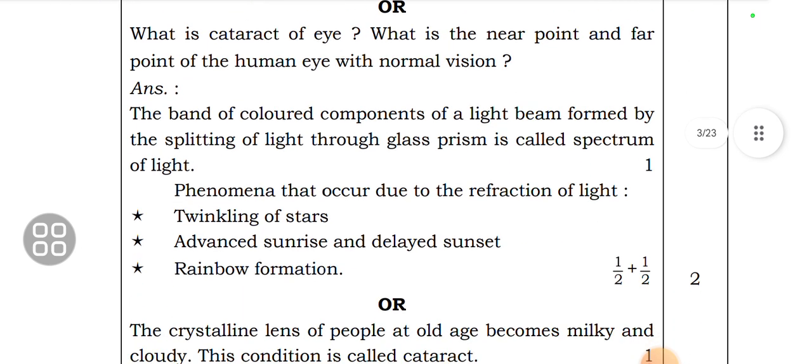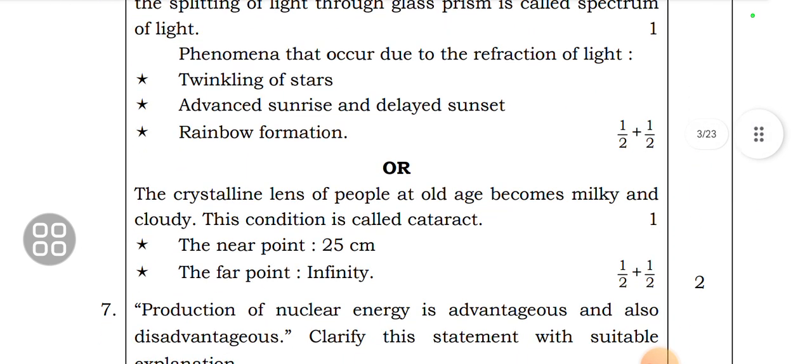6th question number. What is cataract of eye? Cataract means the white layer, like a skin on older people, that appears on the front position of the eye. That layer accumulates on the lens of older people, approximately above age 45, and becomes milky and cloudy. This condition is cataract of the eye, and the near point is 25 centimeter, the far point is infinity.